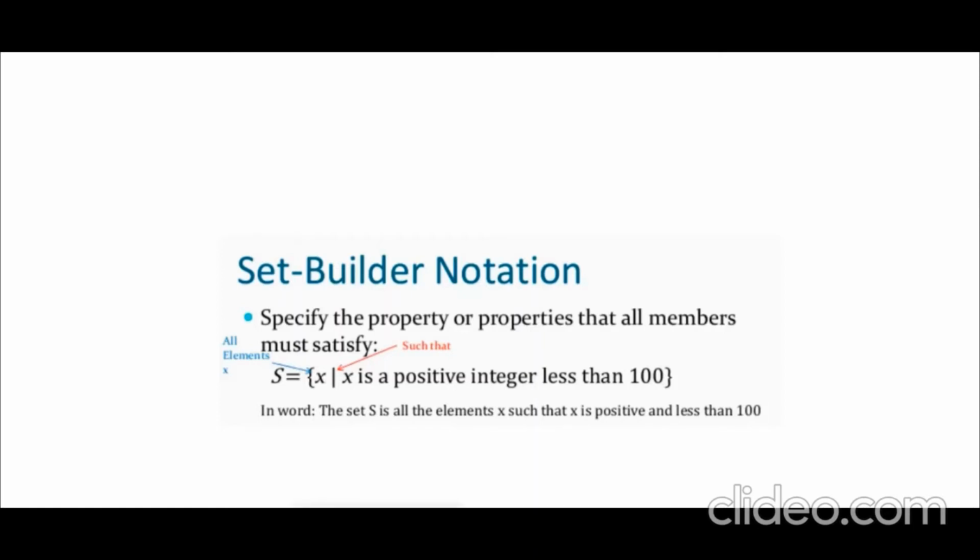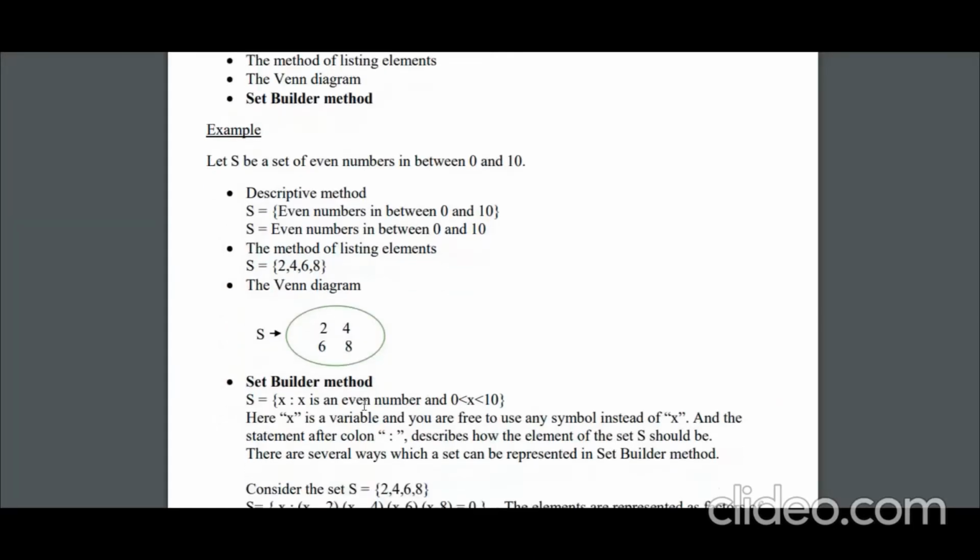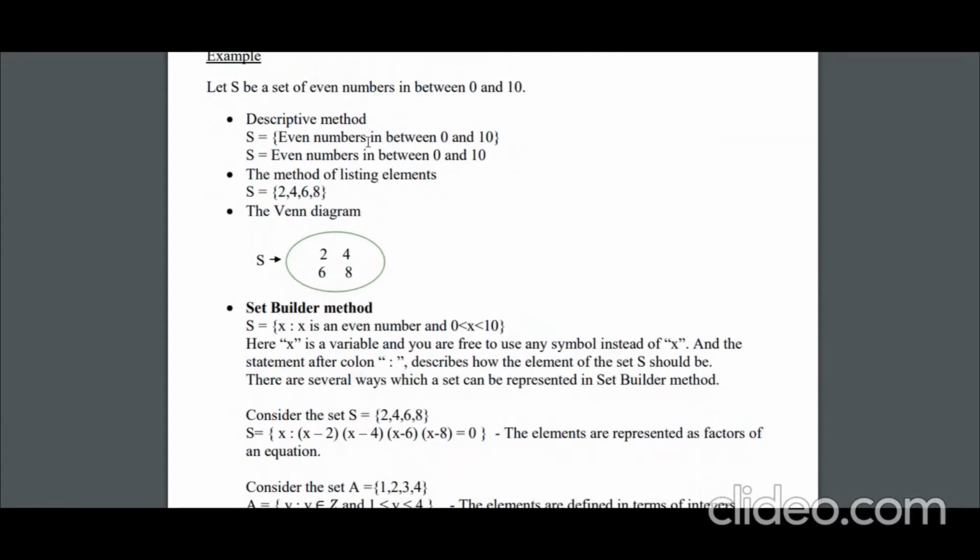So back to our notes, and we are talking about the same example, even numbers between 0 and 10. How do you describe that? x such that x is an even number and it should be between 0 and 10. Simple. Remember, x can be anything. It can be x, y, a, b, anything. And also there is no one particular method of describing it as a set builder method. For example, x is an even number and x is less than 10 and greater than 0.